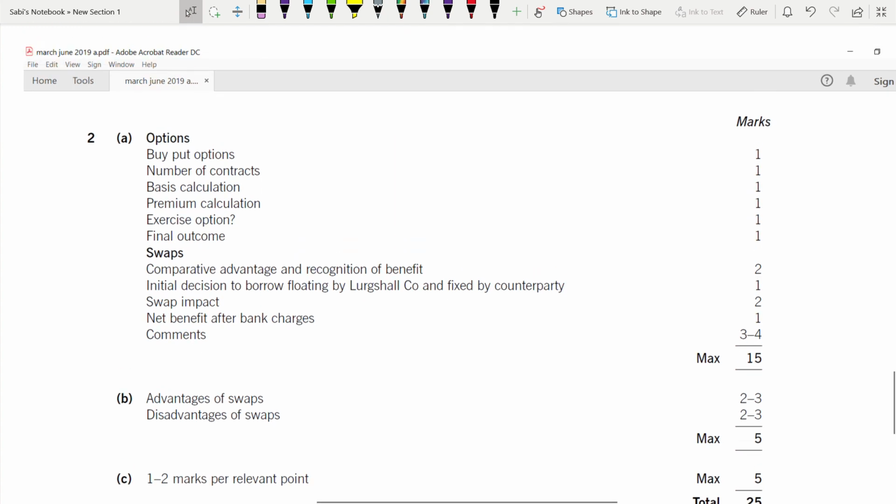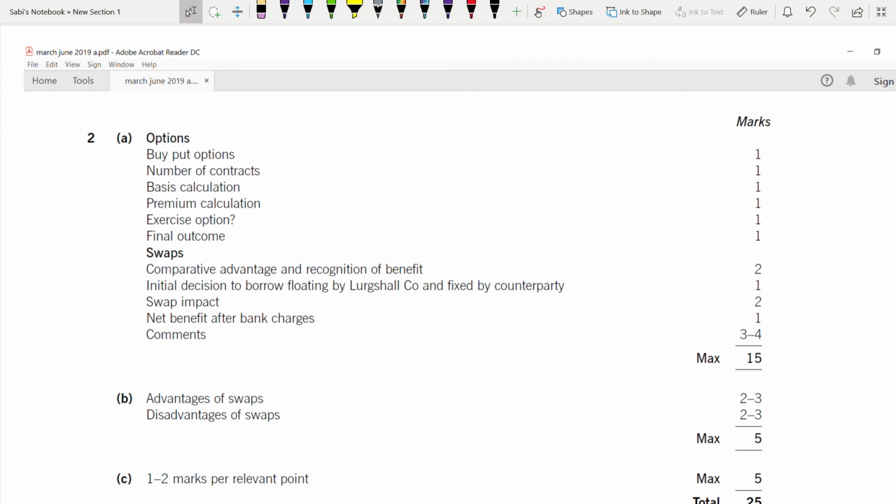So starting with options. 1 mark for buying the put option, 1 mark for the number of contracts, 1 mark for the basis calculation, 1 mark for the premium calculation, and 1 mark for whether you will exercise the option, yes or no. For that yes or no, you are getting 1 mark. And 1 mark for the final outcome.